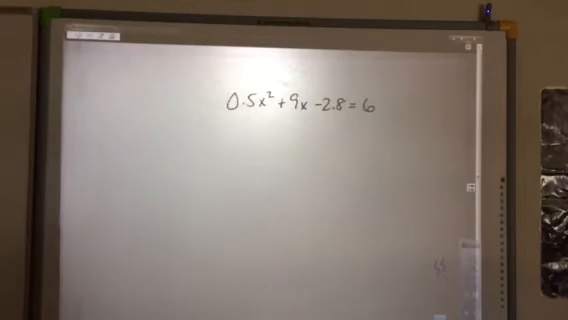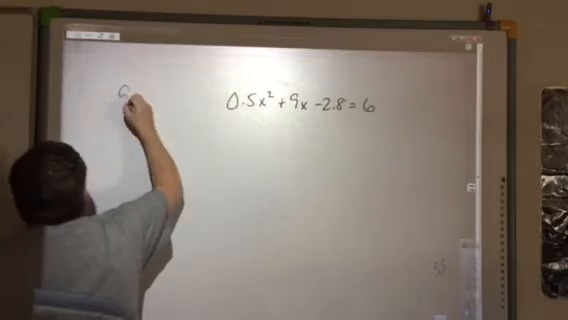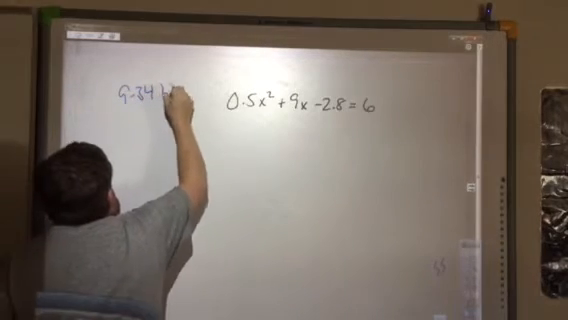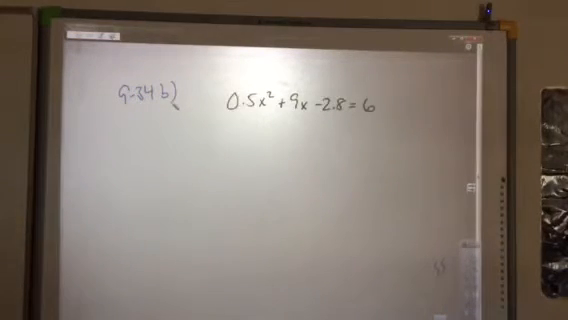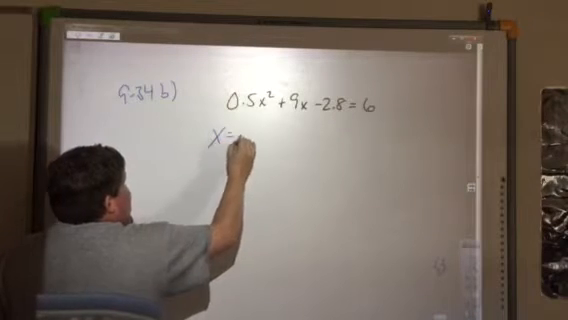Okay, there was some confusion on 934 Part B. 934 Part B. I do believe the book is wrong, so I'm going to go through this a couple different ways for us to look at it. First way is using the quadratic formula.